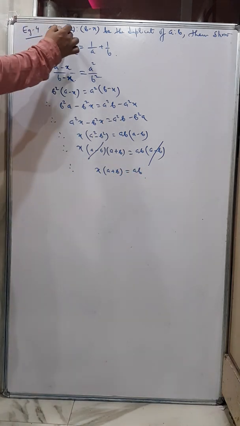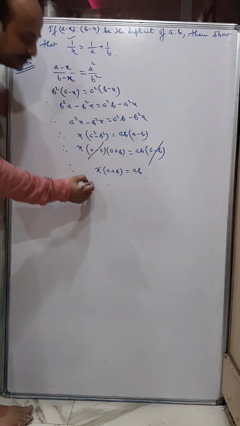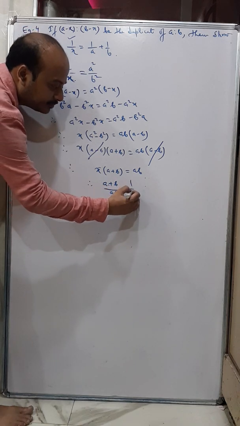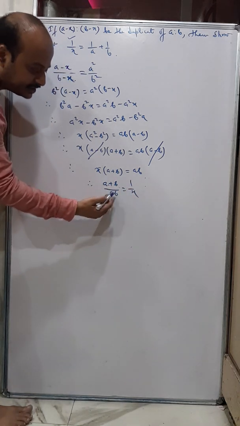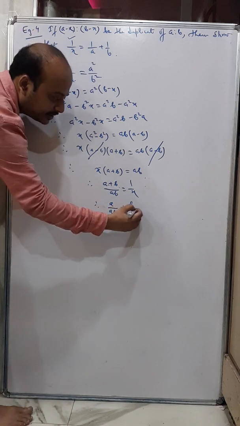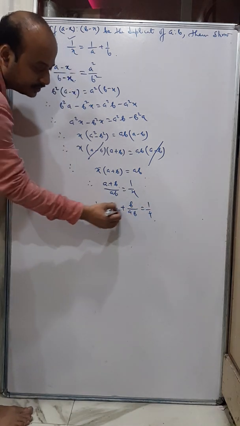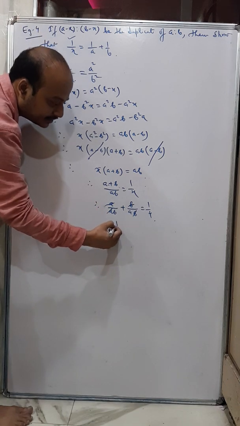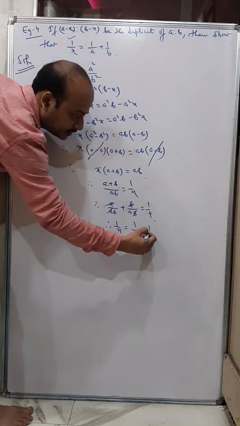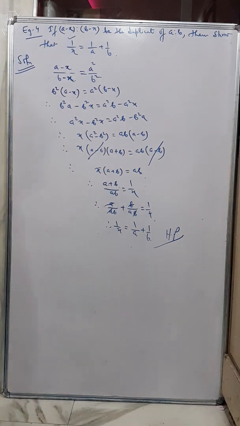Now from here you can understand we have to find 1 by x. So we can take this x that side and ab this side. So we get (a plus b) by ab is equal to 1 by x, and now we can split. So we get 1 by b plus 1 by a is equal to 1 by x. So we got it. So finally we can say 1 by x is equal to 1 by a plus 1 by b, and hence proved. Okay.